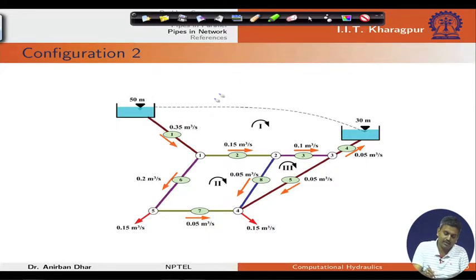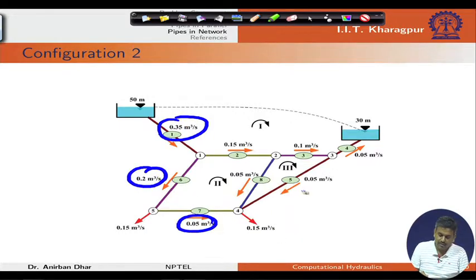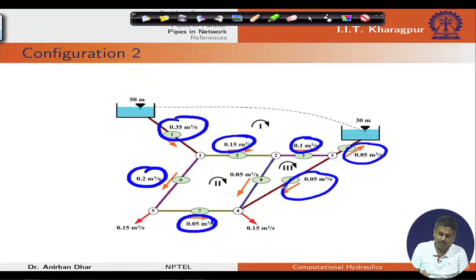This is 0.35, this is 0.2, 0.05, 0.05, 0.05, 0.1, 0.15, 0.05, but one thing is that I have not changed the direction of the flow. Whatever direction I have assumed initially, I have calculated my values based on that only.